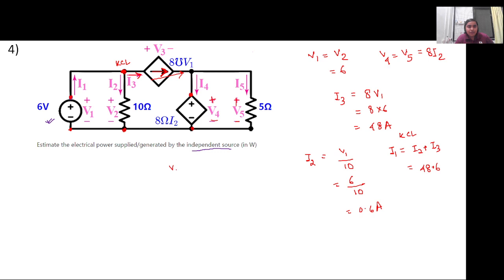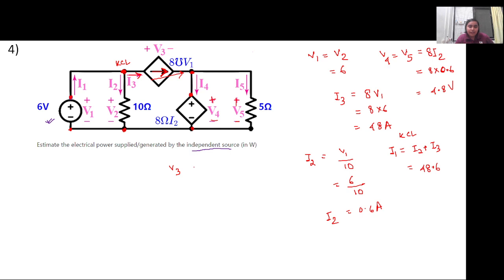So V3 is the voltage. Right now, since we do not know what this node voltage is, which is equal to V4, which is again dependent on 8I2, let's calculate V4 and V5 first. So now we have the value of I2 here as 0.6. So we can calculate 8 into I2, right? So 8 into 0.6, so it is 4.8 volt. So we have V4 and V5.